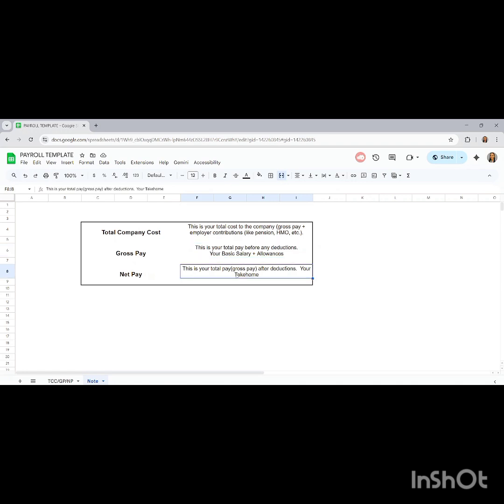So let's go to the net pay. The net pay is the total pay after deductions. Let me just put it in a simple way which we will understand. Your take home, that amount that hits your account on payday, that's your net pay.